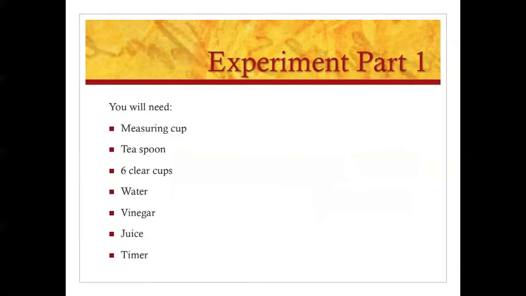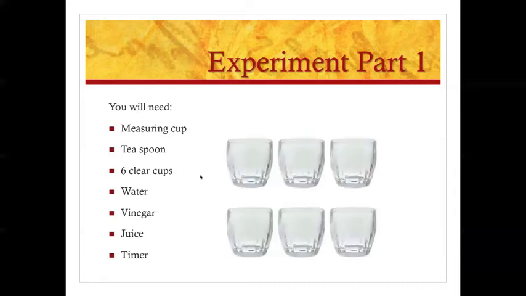Let's look at experiment part 1. What you're going to need for this is a measuring cup, some teaspoons, 6 clear cups, some water, vinegar, juice, and a timer. What I want you to do is this. Take those 6 cups, set them up like this, and in these 2, add some water, about a 1/4 cup of water. In these 2, add about a 1/4 cup of vinegar. In these 2, add a 1/4 cup of juice.